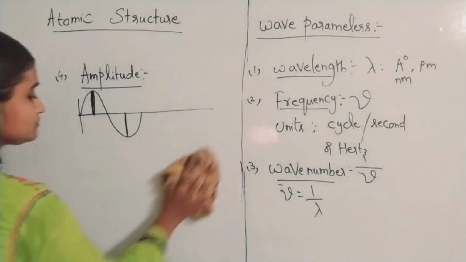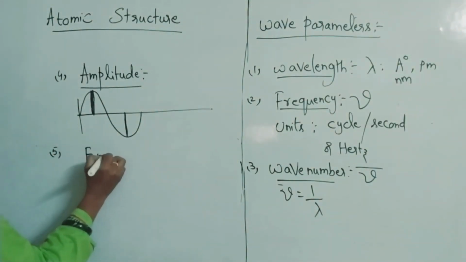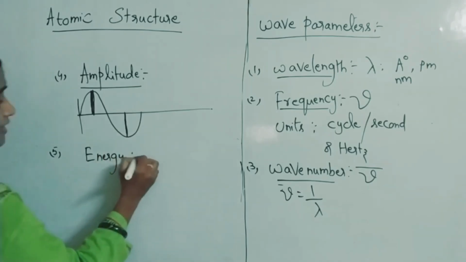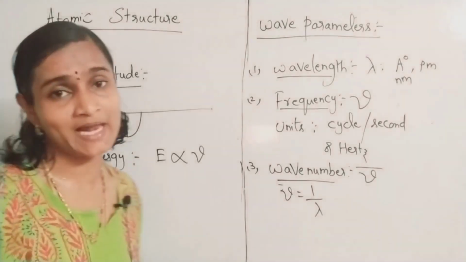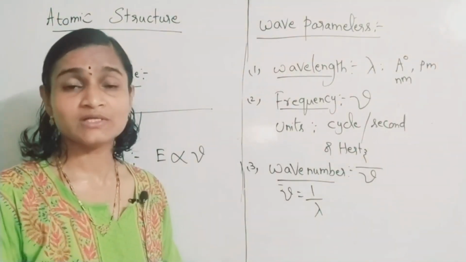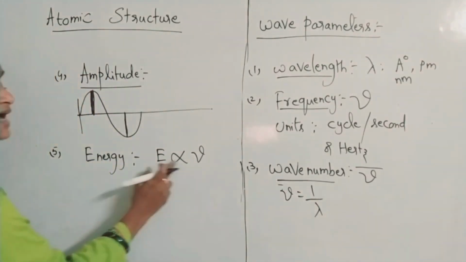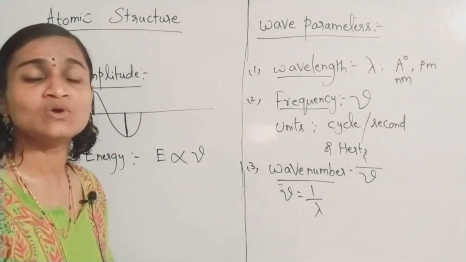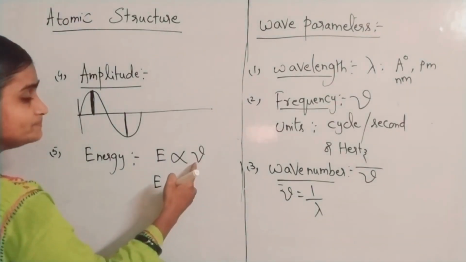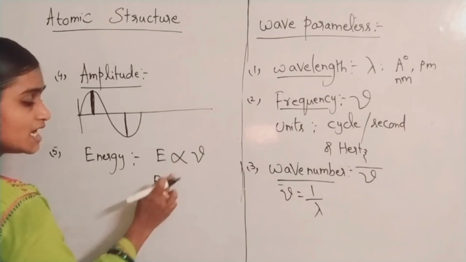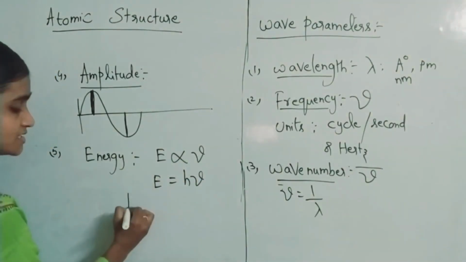Energy of a wave. What is energy? All electromagnetic radiations possess energy E, which is directly proportional to frequency. This is according to Max Planck. Max Planck's theory, I will be learning about that shortly. So energy of electromagnetic radiations is directly proportional to frequency. E is directly proportional to nu, and E is equal to, the proportionality symbol is replaced by the equality symbol by keeping a constant h. Here h is called what?